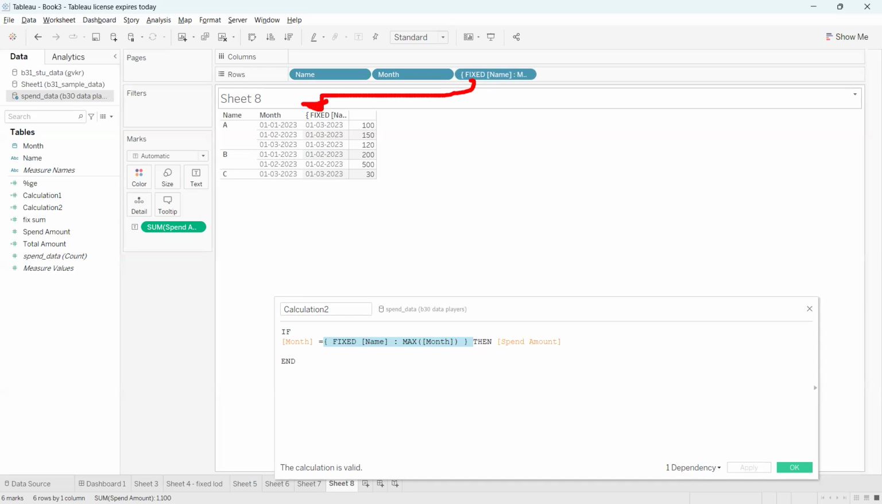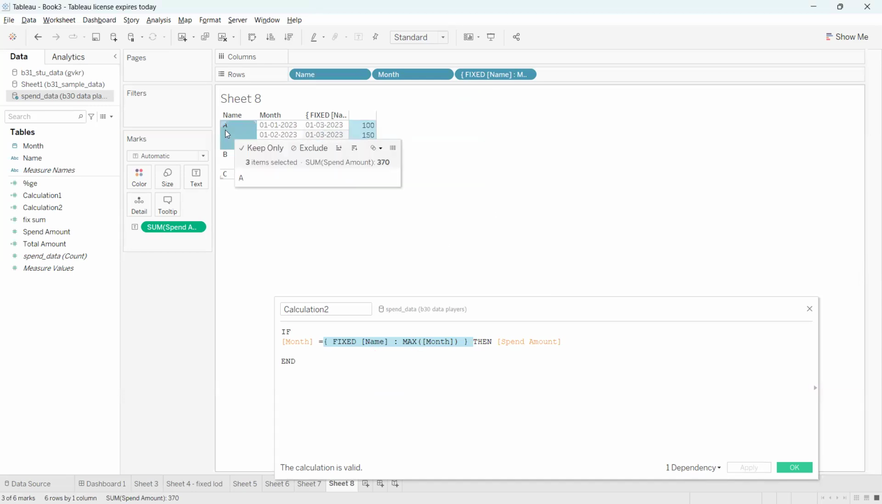Now, as we already know, this fixed LOD will fix the aggregation at a particular dimension level. In the fixed LOD we have name here. So first it will go to person A, and for this person A, it will try to take the maximum month. What is the maximum month we are getting here? For each and every row I am getting March, March, March, which is the latest one. So the right side one is always giving you March only for person A.